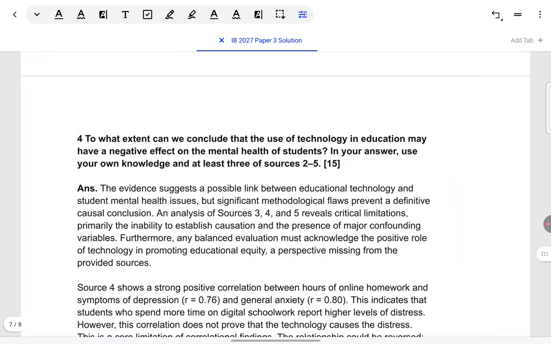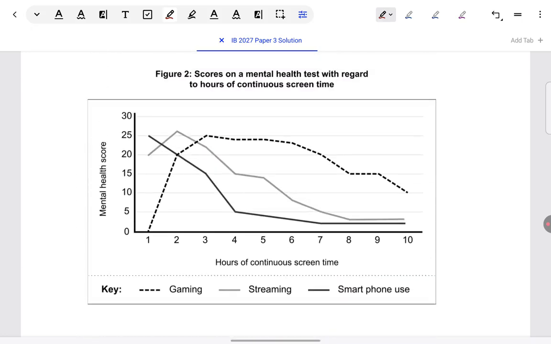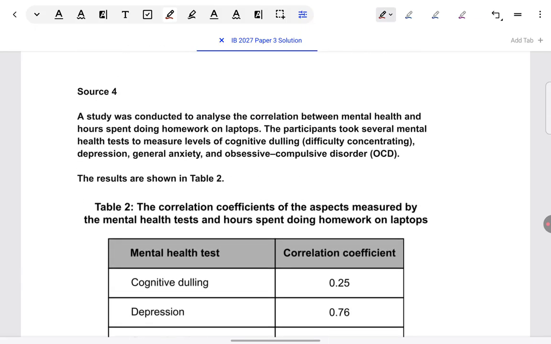The final question is always going to be about to what extent we can conclude that the claim is correct, which we saw originally. And then we have to support it from any sources between 2 and 5. Only the first source we will not be allowed to take. Remaining, whatever we have seen, we can use that for support. Very quickly, we'll look at sources 4 and 5 because we haven't seen them before.